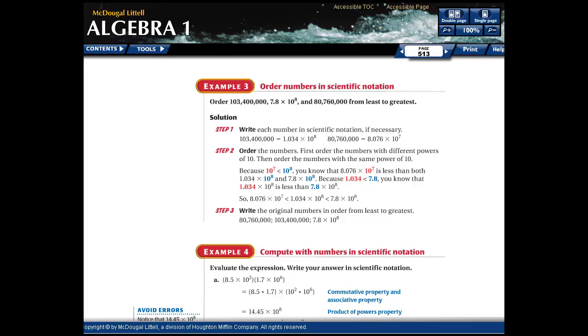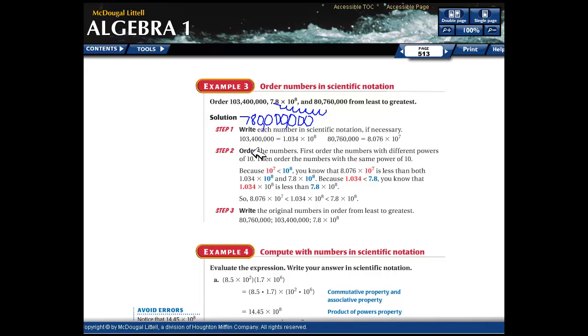So my advice to you is either to switch them all to standard form or switch them all to scientific notation. If it were me, 2 of them are already in standard form, so I would probably just switch this one. 7.8 times 10 to the 8th. So that means I would have to move this decimal 1, 2, 3, 4, 5, 6, 7, 8. I'm going to fill that in with 7 zeros. The number is 780 million.